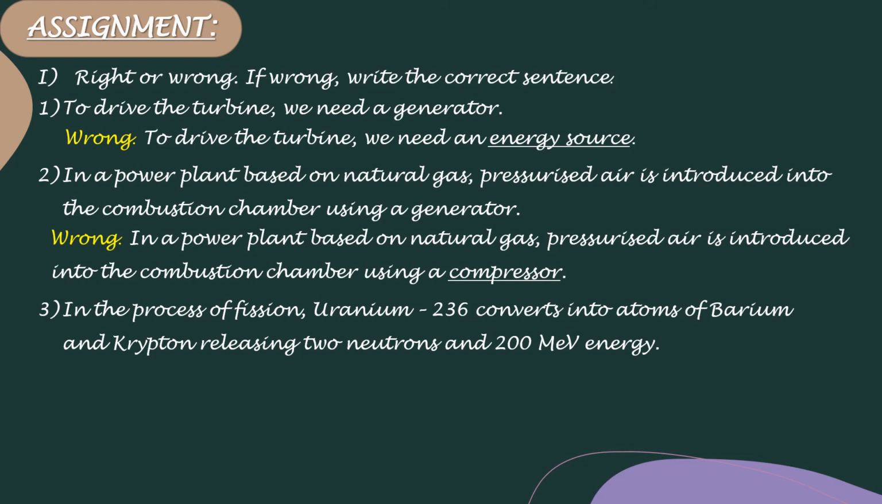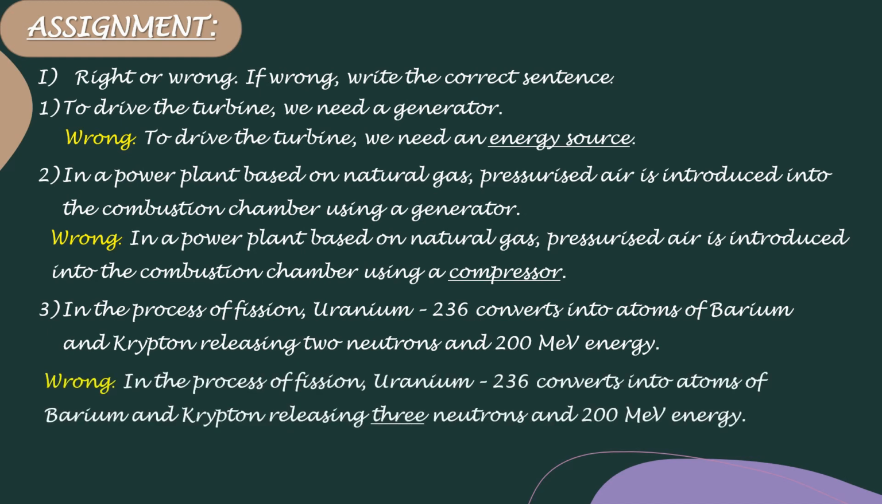Now the third sentence, in the process of fission, uranium-236 converts into atoms of barium and krypton, releasing 2 neutrons and 200 mega electron volt energy. Yes, this statement is also wrong. So the correct sentence is, in the process of fission, uranium-236 converts into atoms of barium and krypton, releasing 3 neutrons and 200 mega electron volt energy.